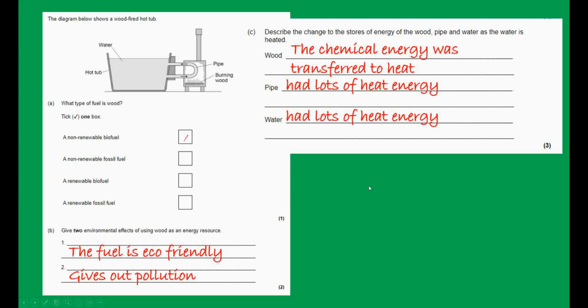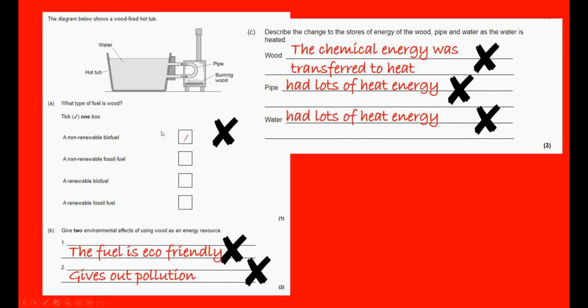Okay, moving on. This question is pretty harsh, I think. This is a difficult question. Now the first one, be aware, if it says tick 1 box, you have to tick just 1 box. If you tick 2, it will negate the marks and you won't get anything. So make sure you just tick 1 box, follow the instructions. In this case, wood is not a non-renewable biofuel. It is a renewable biofuel. Wood, it grows, it's very recently a living thing, and it's renewable. We can keep on planting lots and lots of trees. So that's not the right one.